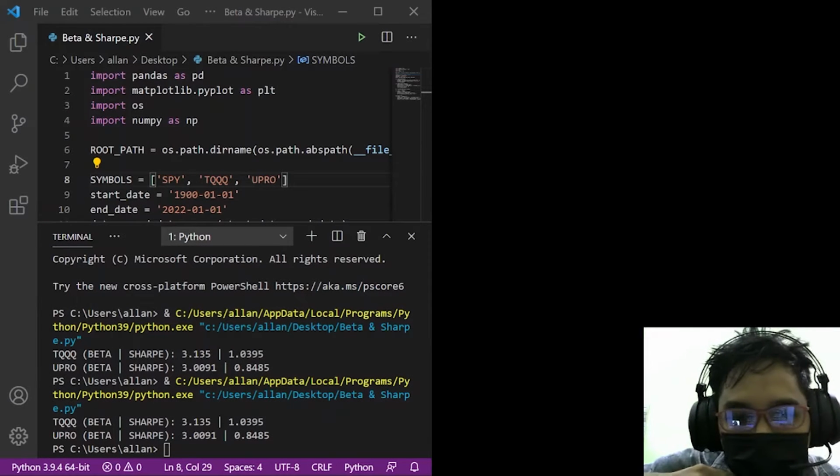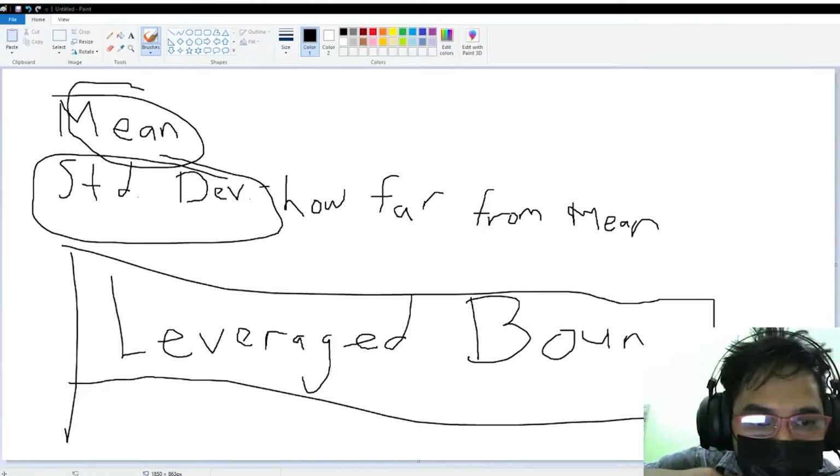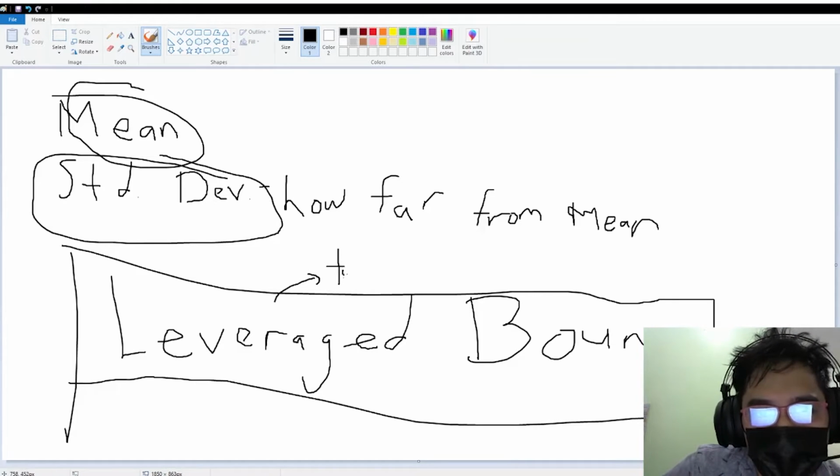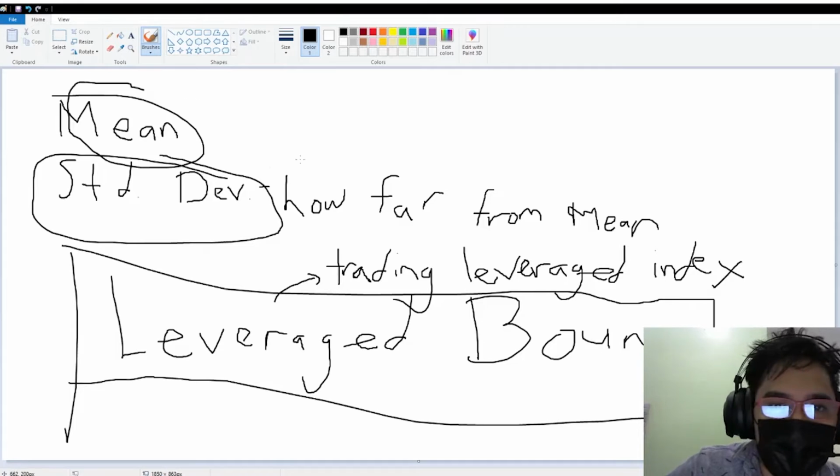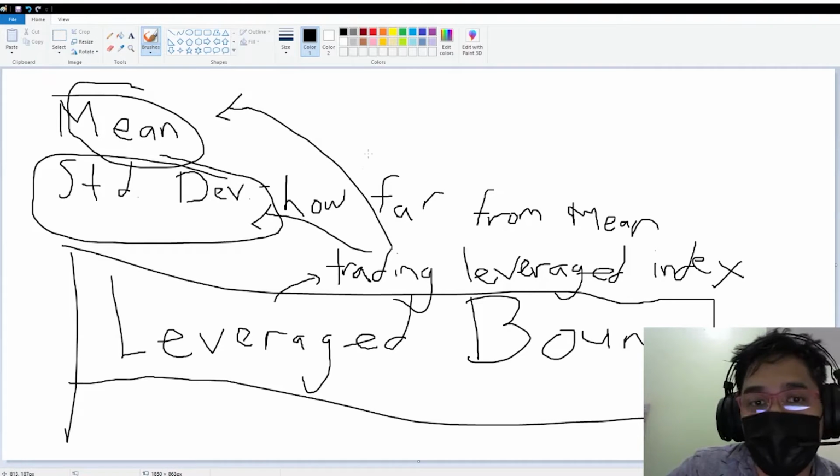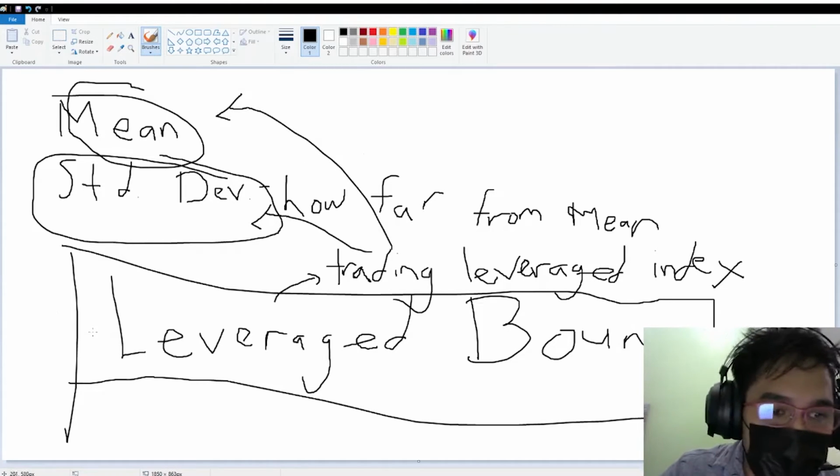The leverage bounce is trading leverage index using these two values, standard deviation and the mean. So let's go to the chart and see how we use the mean and standard deviation.